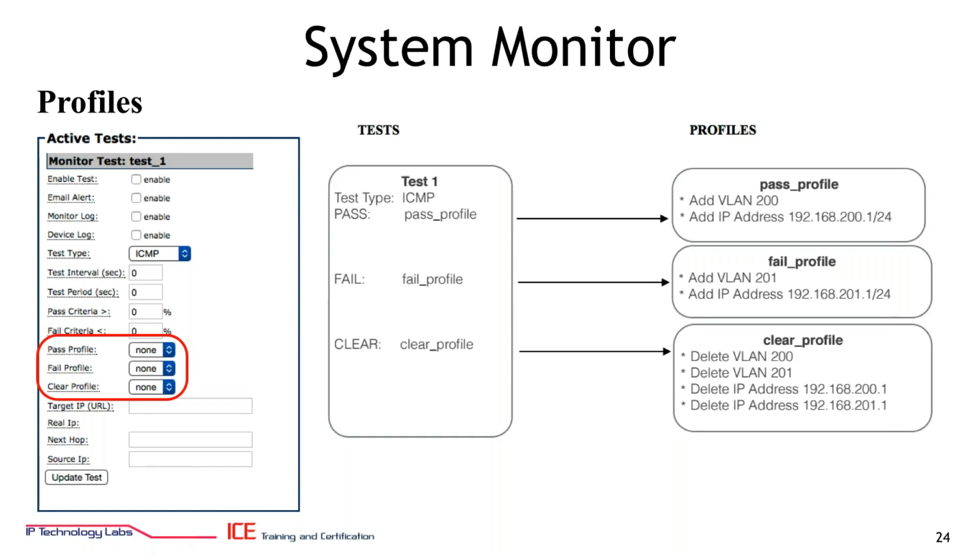So I create my profiles, and they'll become part of the drop-down box. If I create 3 profiles, pass profile, fail profile, clear profile, they will all be part of the drop-down box. Then I can assign one of them to my pass, one to my fail, and one to my clear.